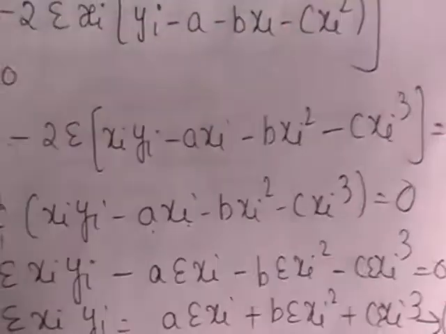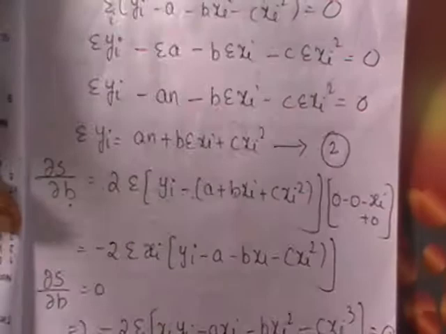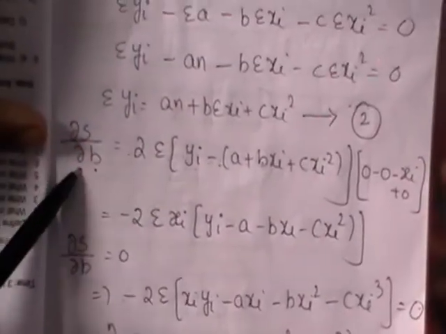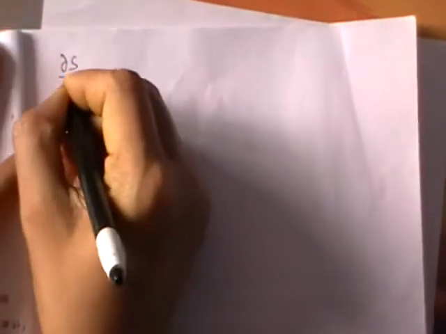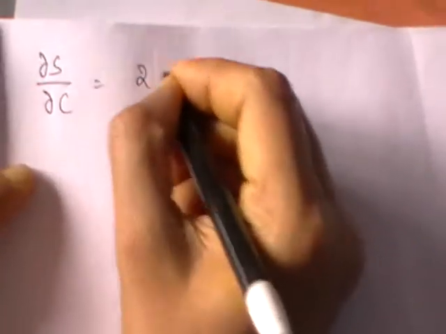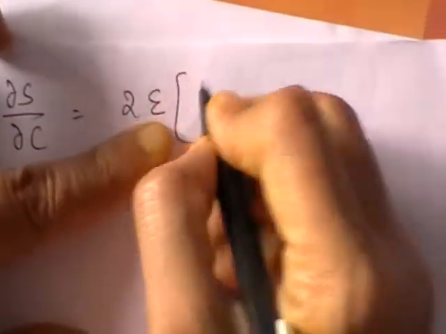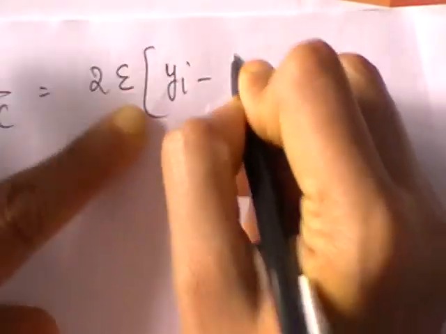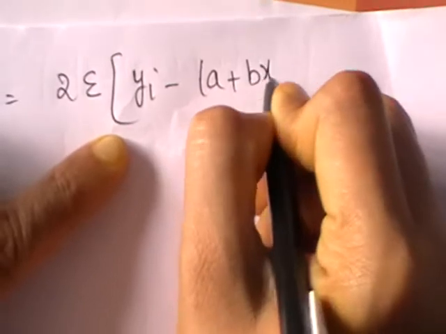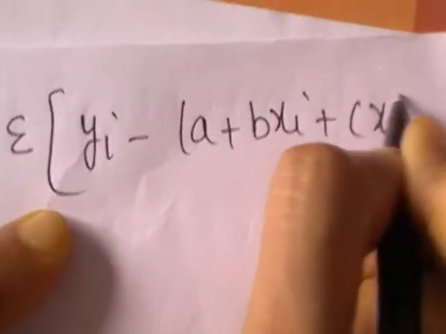We have differentiated s partially with respect to a, equated it to 0, and we got another equation. We have partially differentiated s with respect to b, and we got another equation. What is the other constant left here in s? c is the other constant left. So you need to find out dou s by dou c. So you will get 2 sigma yi minus a plus bxi plus cxi square.